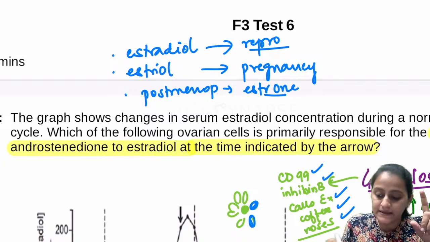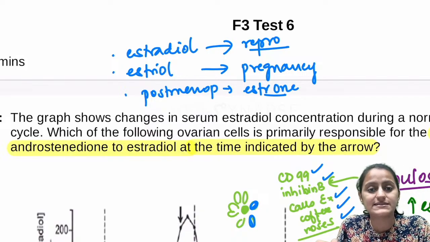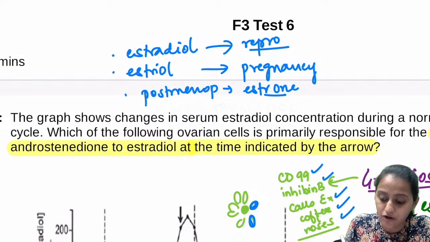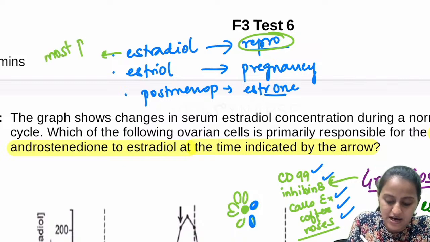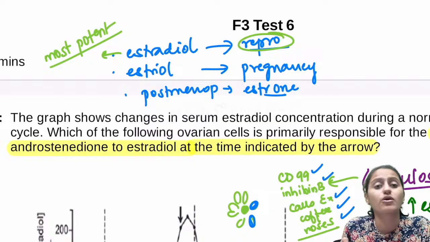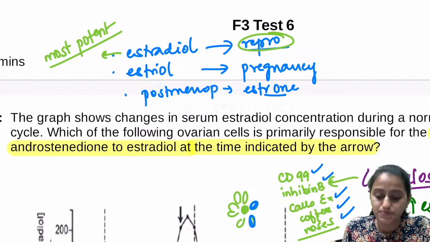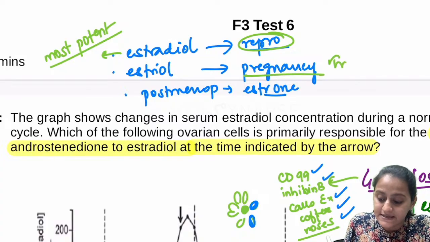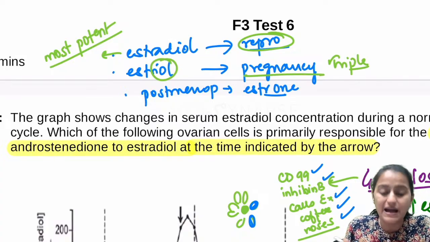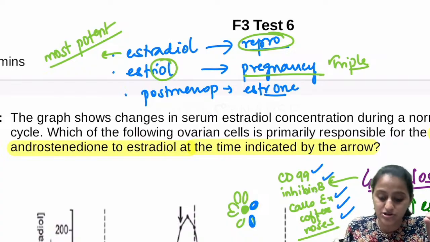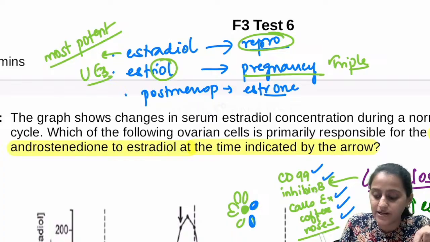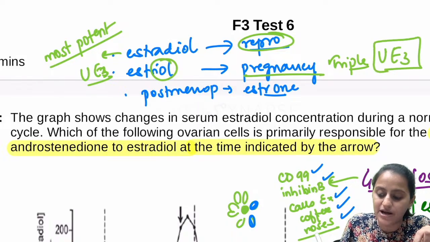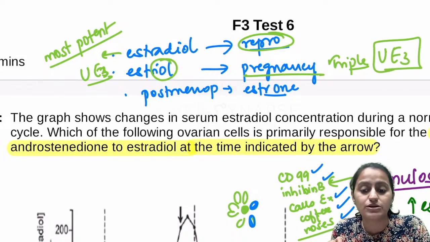That is single. Now, logically thinking, this is one of the INICET PYQs: which is the most potent form? The reproductive one is the most potent form, that is estradiol is the most potent form of estrogen. Which one do you test for in the triple marker, quadruple marker? That is in pregnancy. So in the triple marker, quadruple marker, you have estriol, not estradiol, and that too unconjugated estriol, UE3.